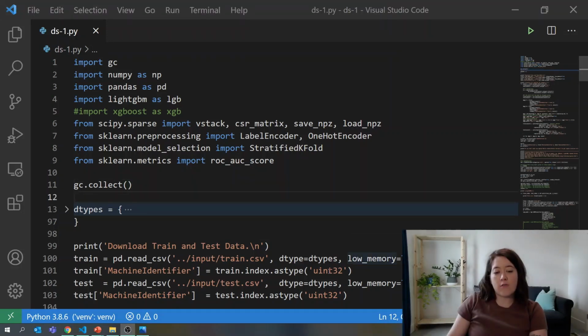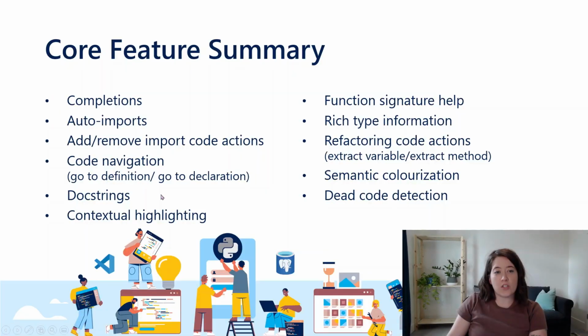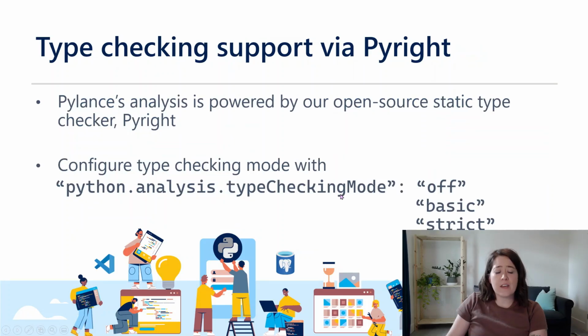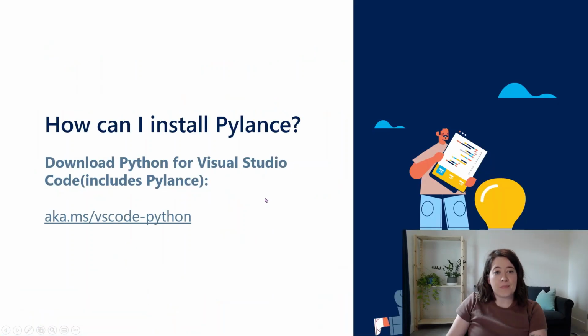Flipping back over to the deck, I just wanted to show a quick feature summary of all the things that I showcased in the demo today. I also wanted to highlight two other extensions that Pylance is compatible with: IntelliCode, which prioritizes your completions based on your specific code context, helping make you more productive, as well as Jupyter Notebooks. Finally, if you're interested in trying out writing typed Python, or already writing typed Python, you can get the power of Pyright directly in the box with Pylance by enabling a strict or basic type checking mode.